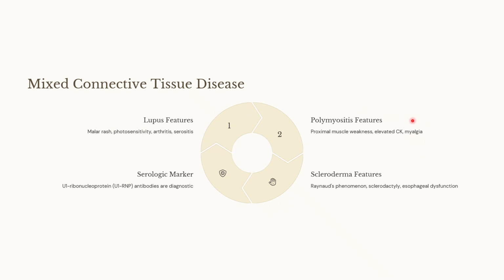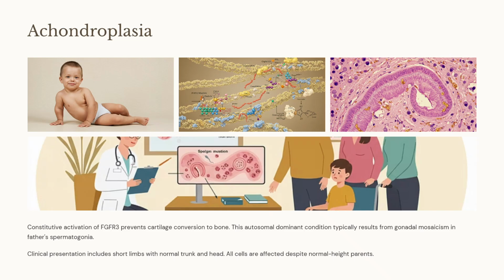and with scleroderma features like sclerodactyly, esophageal dysfunction. So there can be a mixture of all these three features, which is known as mixed connective tissue disease. Here the serological marker is U1 ribonucleoprotein antibodies. U1 RNP antibodies are diagnostic in mixed connective tissue disease.